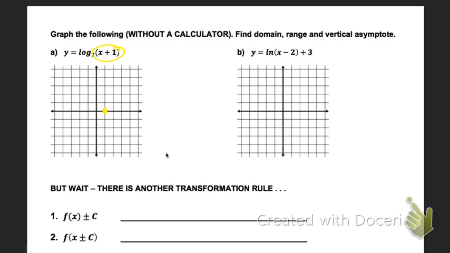It's going to go to the left. It's going to go left 1. And so I draw like this, left 1. The basic shape is it's up and to the right, and then it's going to go down, and the asymptote is always like 1 x value away from the starting point.